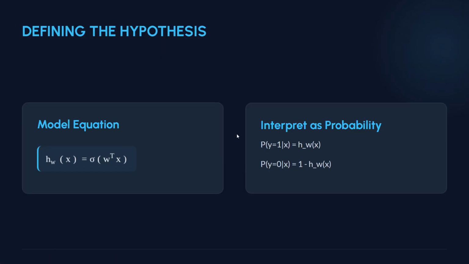Now model equation. So the z value, which is w transpose x, we will pass that z value inside the sigmoid function, and that value will be between 0 to 1, which we will call h_w(x). Now the probability of y equals 1 given x, we will call it h_w(x). Then the probability of y equals 0 given x will be 1 minus h_w(x). It's normal, as we know it through probability.